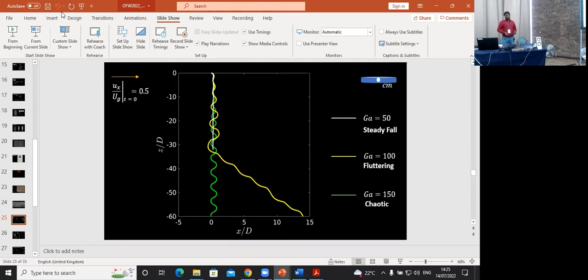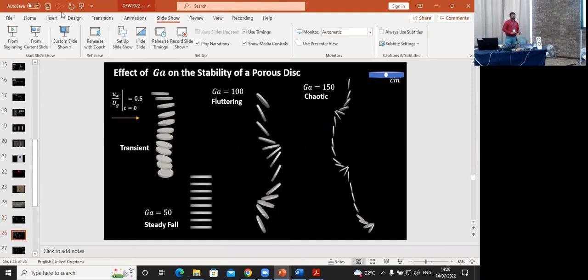And interestingly, in every case, we give a horizontal initial condition, a horizontal velocity, to disturb it, to see whether it comes back to its stable position or not. So in the Galileo number 50, it basically flutters, comes back nicely and falls steadily ultimately. And in the Galileo number 100, we see a stable fluttering regime where the plate flutters like this and stays in the stable regime. And in Galileo number 150, the initial flutter increases in amplitude and gives rise to a tumbling state.